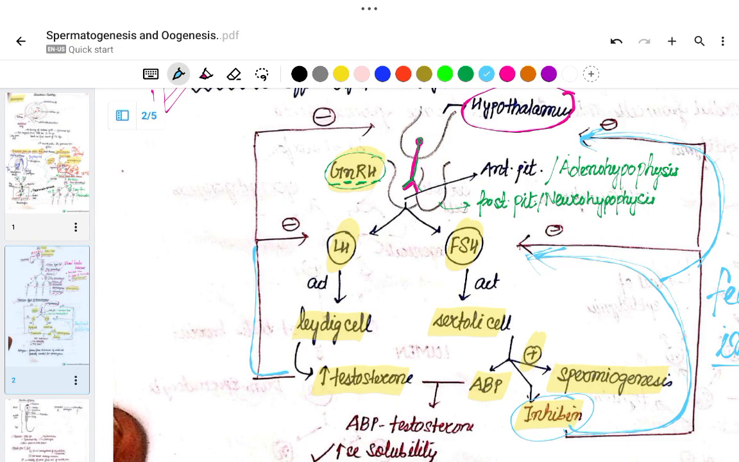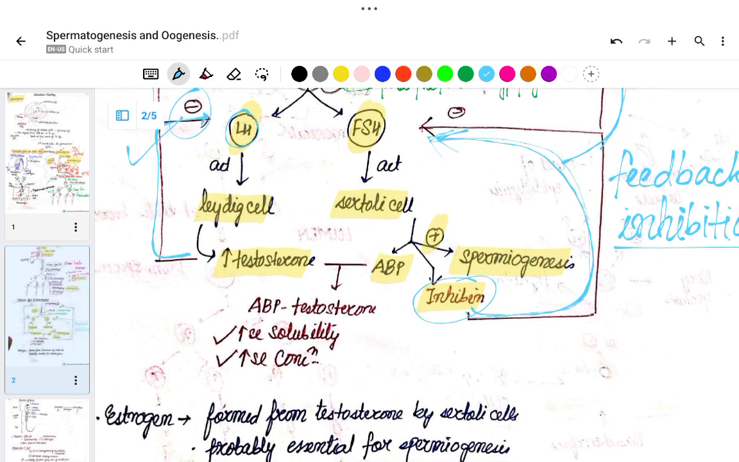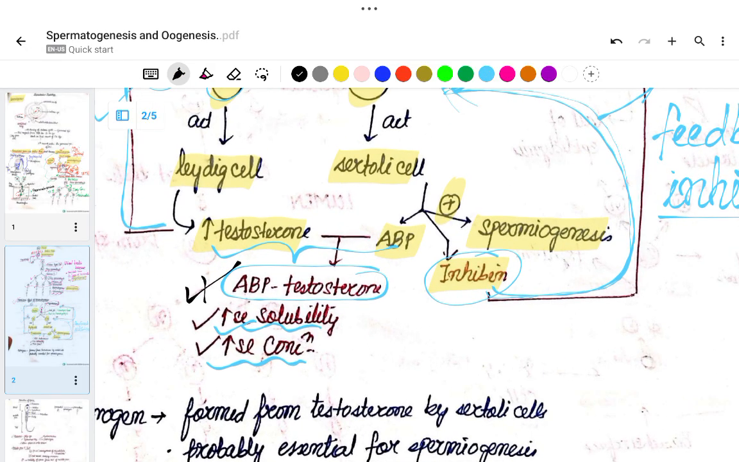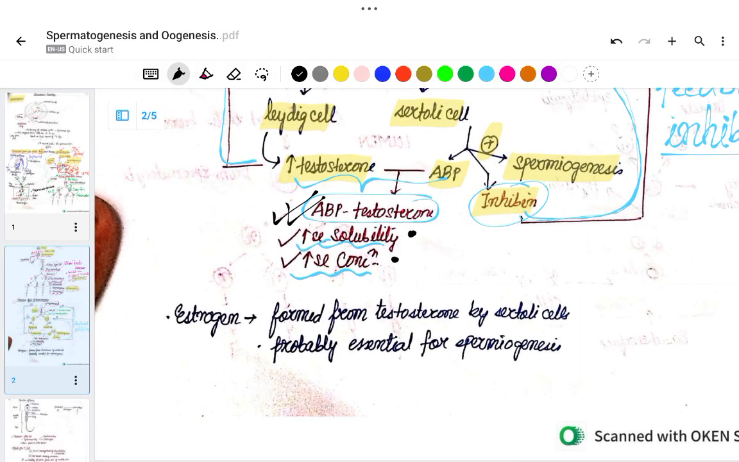Testosterone also inhibits LH and the hypothalamus. Then testosterone along with ABP forms ABP-testosterone complex. It increases solubility and increases concentration.